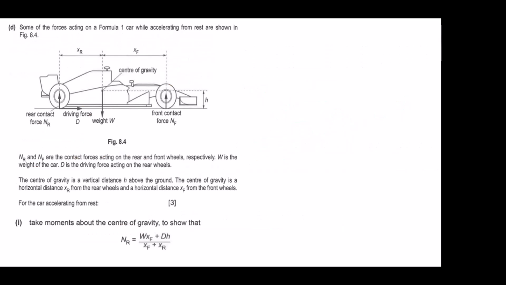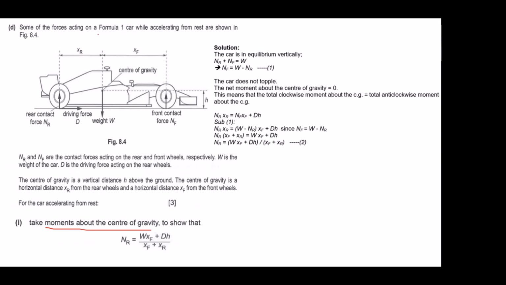Okay, part D, this diagram of the F1 car is actually a question on moments. I have a car that is moving, with normal contact forces for the rear and the front, NR and NF. The distances from the center of gravity are given as XR and XF. Part 1, you are asked to take moments about the CG to show this. By vertical equilibrium of forces, the two upward forces must be equal to the weight.